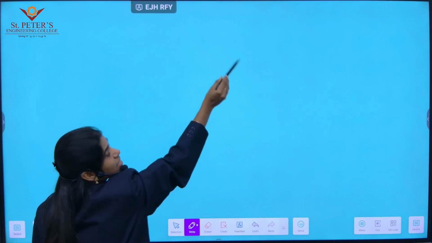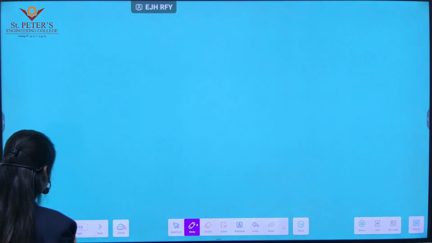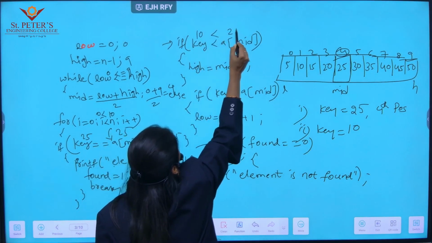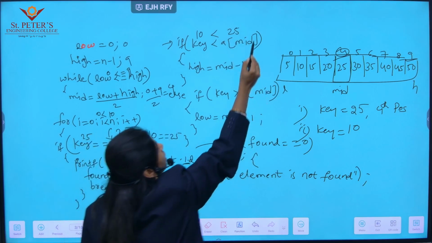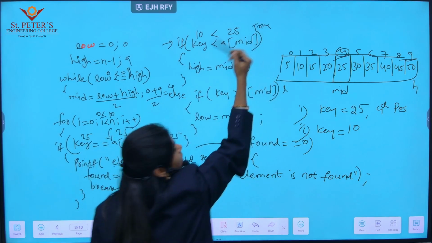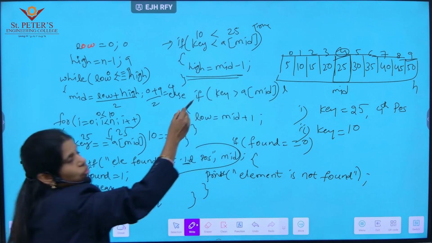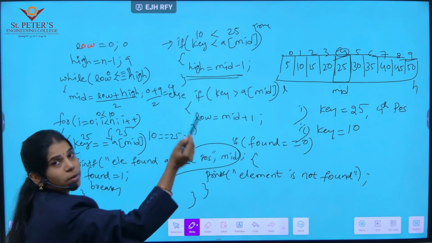If your key is less than A of mid, what is our key here? 10. 10 is less than 25. Is it true? Yes, it is true. If it is true, then this statement is going to be executed, that is high equal to mid minus 1.